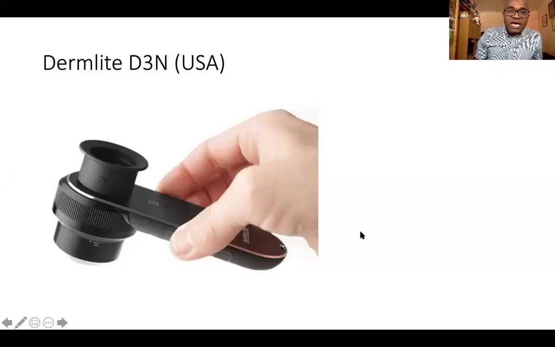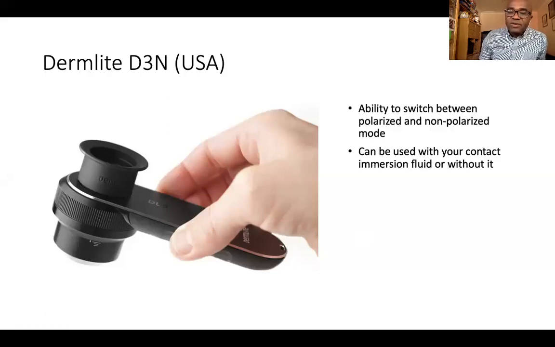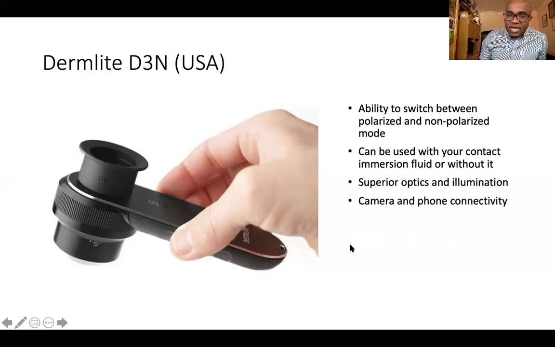So what we have here is other types. There's a Dermlite, which is a US model. It usually has a good advantage of the ability to switch between polarized and non-polarized, like I demonstrated to you on the Heine as well. It can be used with either contact immersion fluid or without contact, and has superior optics and illumination, and again it also has camera and phone connectivity.